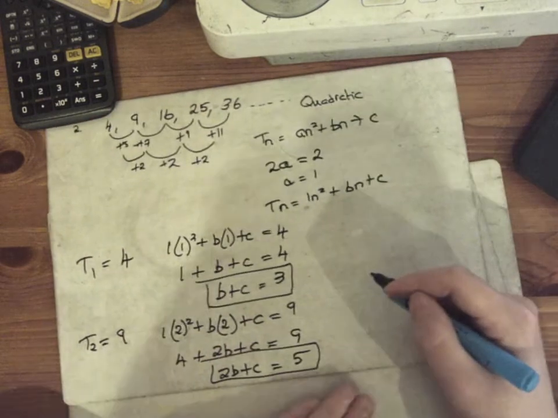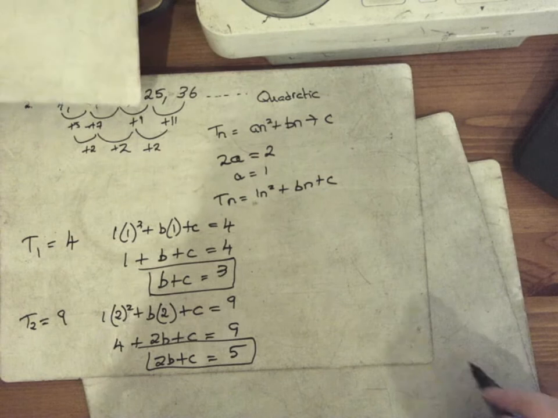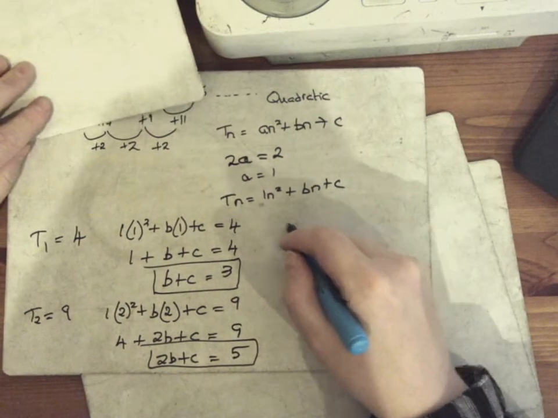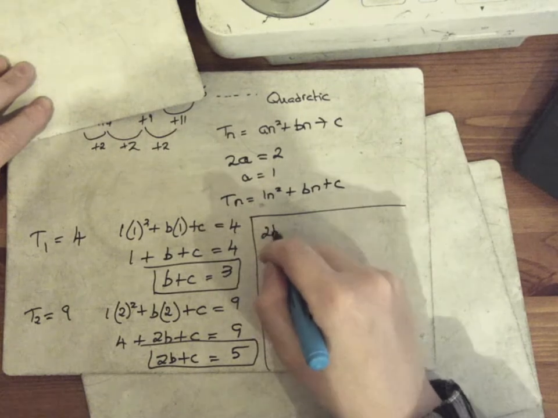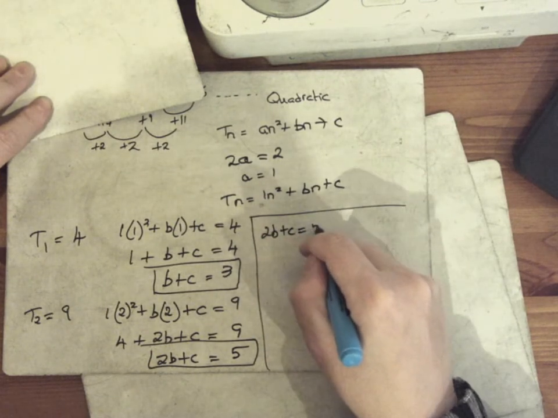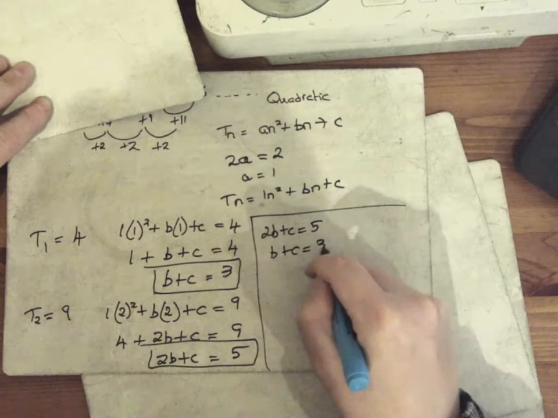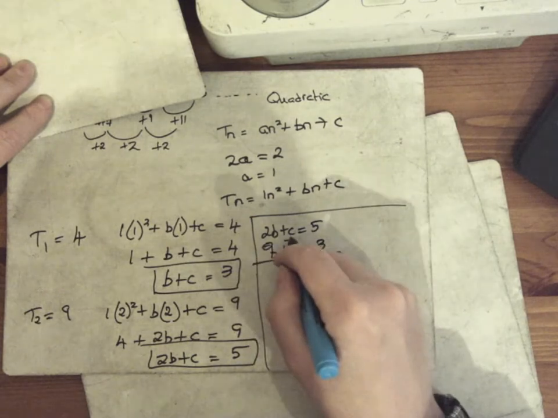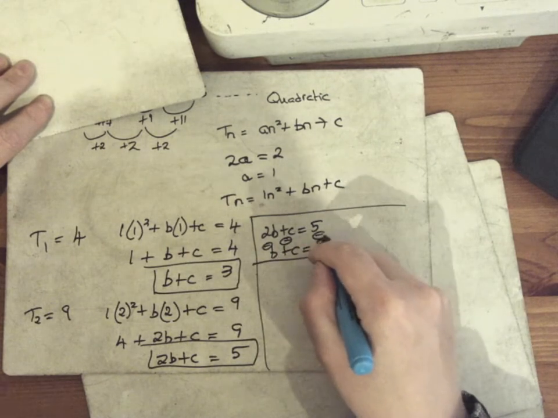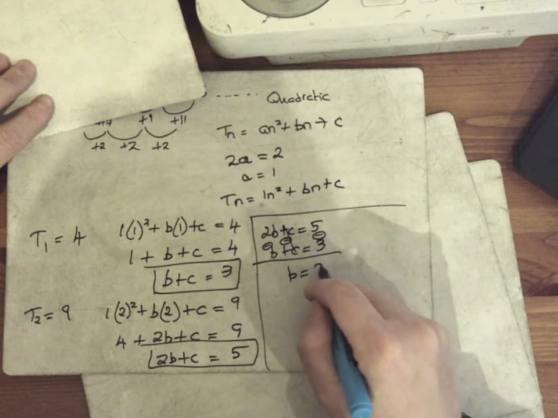So then you write one under the other. Okay, so I do it here. So you do 2b plus c equals 5, b plus c equals 3. That's simultaneous equations, so change the signs. That becomes a minus, that becomes a minus, that becomes a minus. The c's cancel, and you get b is equal to 2.